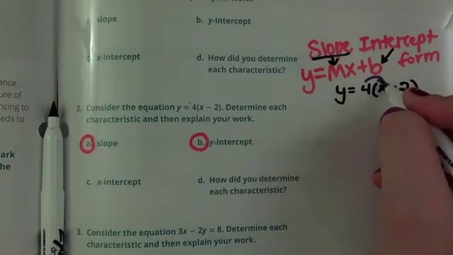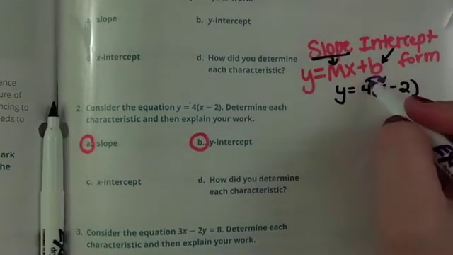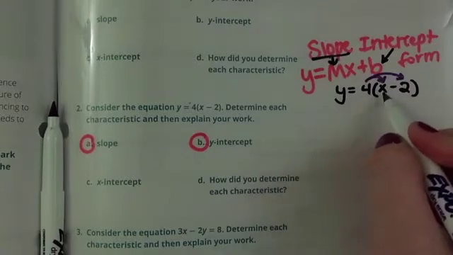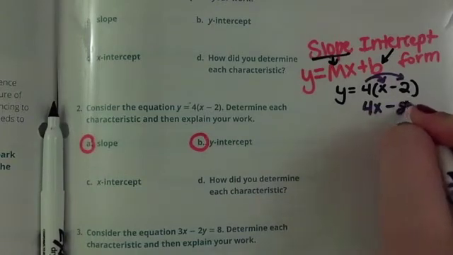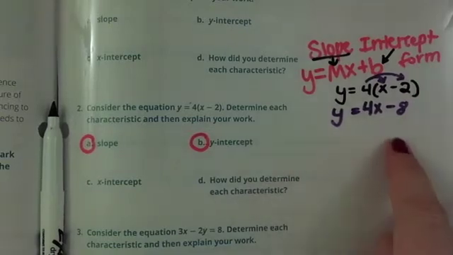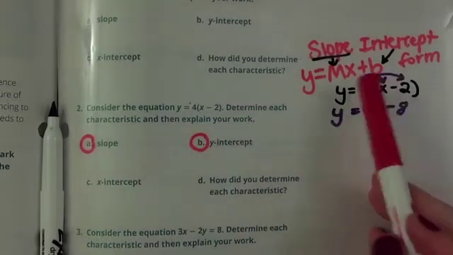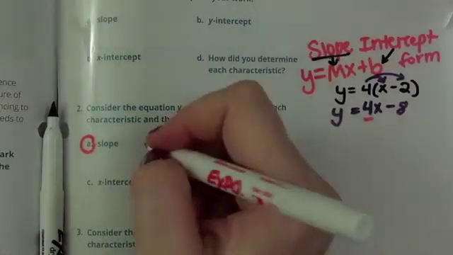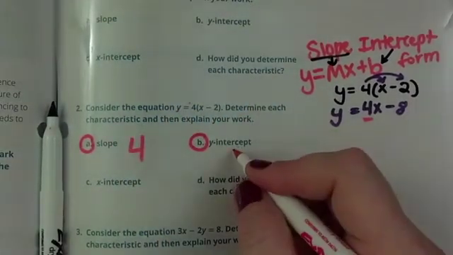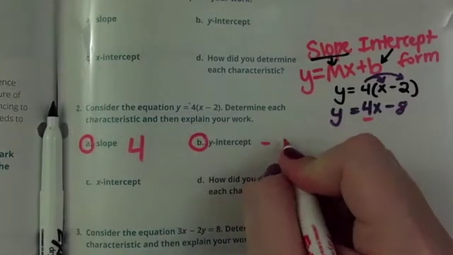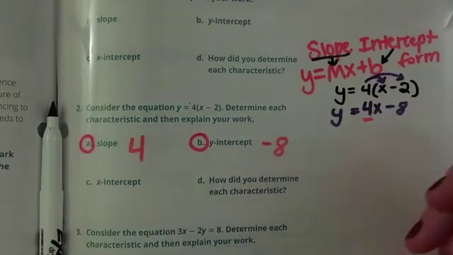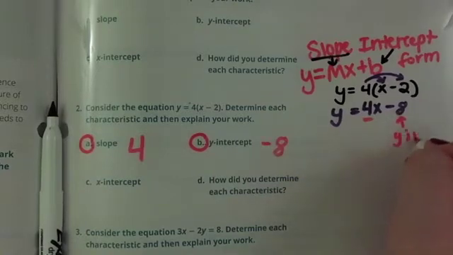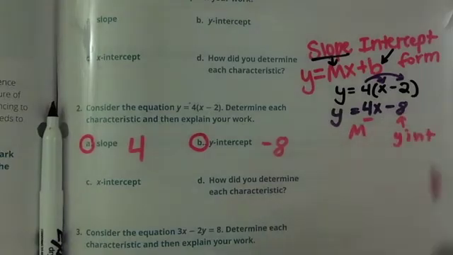So then we want to distribute, and that purple does not show up very well, but so we're going to multiply 4 times x, which gives us 4x. Then we're going to multiply 4 times negative 2, which gives us negative 8. So then y equals 4x minus 8. Now it is written in the form y equals mx plus b. So we know the slope would be 4, and we know the y-intercept is negative 8. So far we haven't talked about x-intercept, so we're just going to leave it like that for now. So this would be our y-intercept, and this would be our slope.